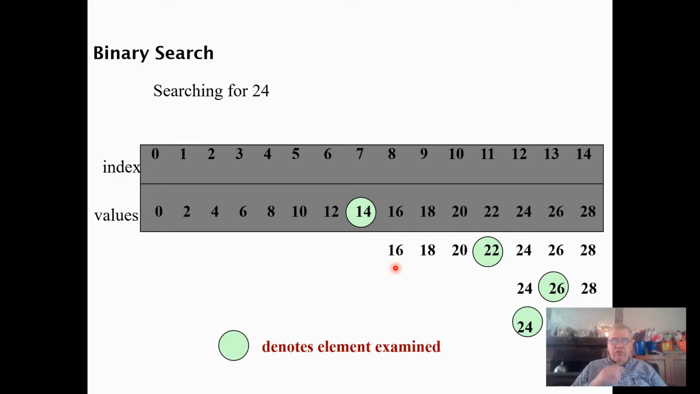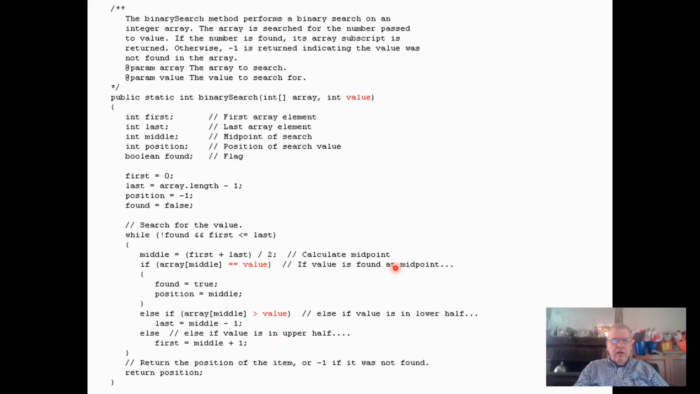Now this is 4 searches for 15 elements. So this is log base 2 of n. With 15 elements, log base 2 of 16 is 4, and that's the maximum number of looks we will ever have to make.